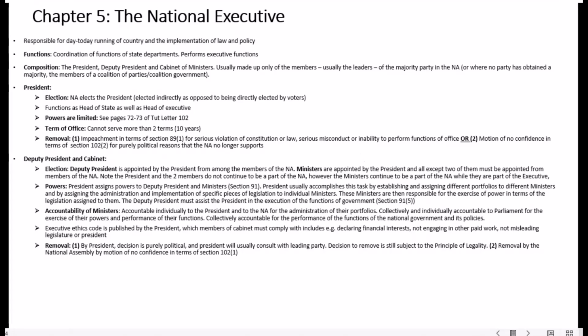And then the accountability of ministers, colleagues, they are accountable in different ways. They are accountable individually to the president and to the National Assembly for the administration of their portfolios. They are also collectively and individually accountable to Parliament for the exercise of their powers and performance of their functions. And they are collectively accountable for the performance of the functions of the national government and its policies.